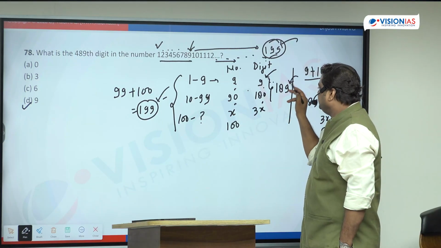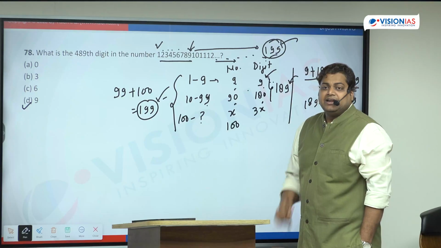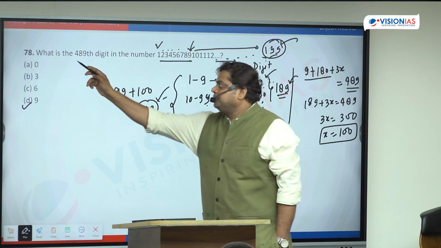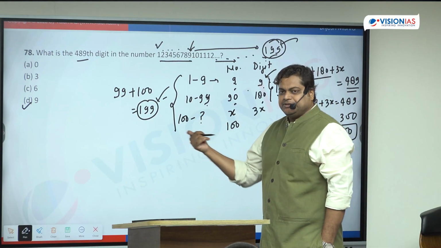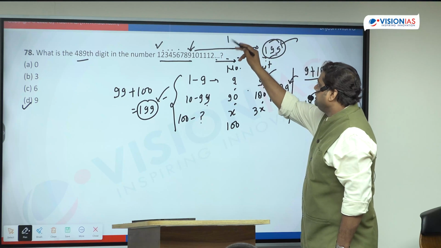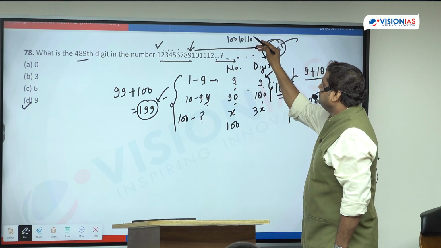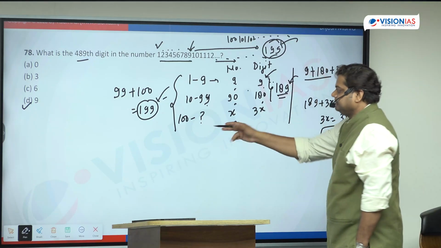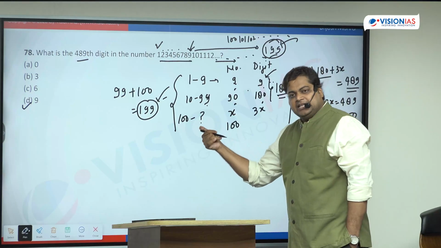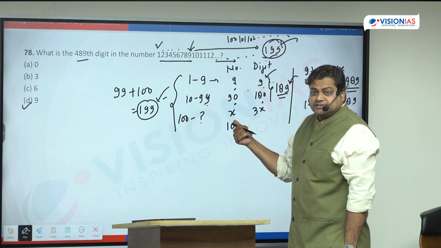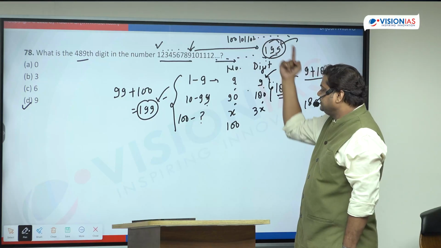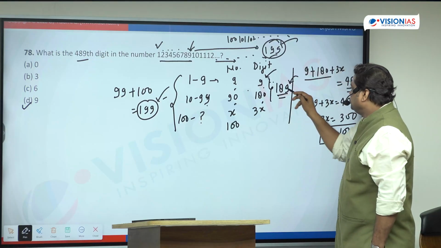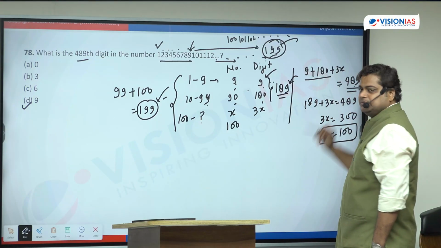And the 189th digit would be the 9 of 99, because the last number is 99. Now they are asking about the 489th digit, so we need to go further into 3 digit numbers. After this, the numbers will be written as 100, 101, 102. We don't know how many numbers there are from 100, so we assume x numbers. Each number carries 3 digits, so 3x digits in total. So 189 plus 3x is equal to 489.